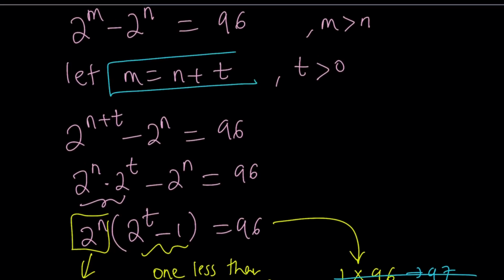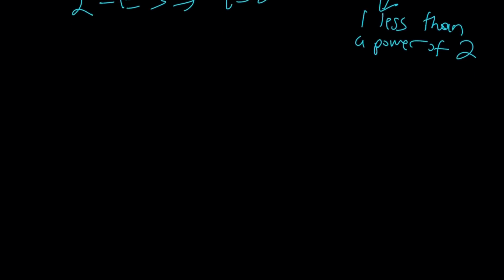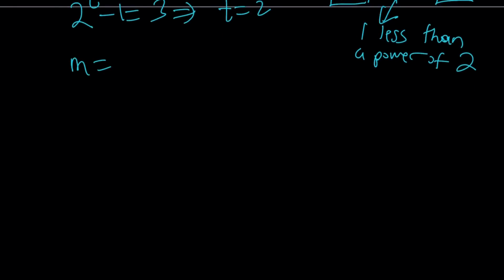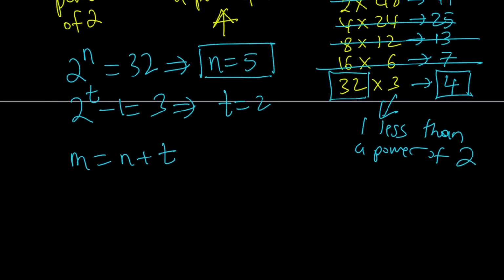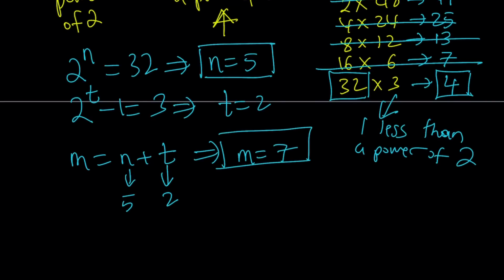Well, we assumed that m equals n plus t. Let's go ahead and write it down. m equals n plus t. And we just found out that n equals 5 and t equals 2. Awesome. This just means that m is equal to 7. And I know most of you guys are already familiar with the answer, because guess what? 128 minus 32 equals 96.